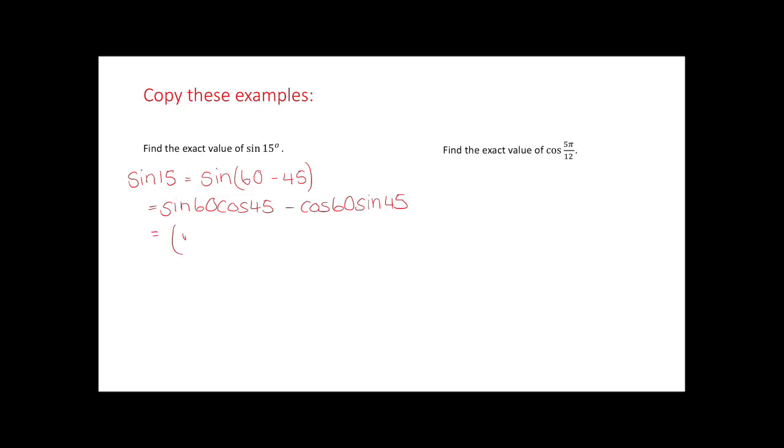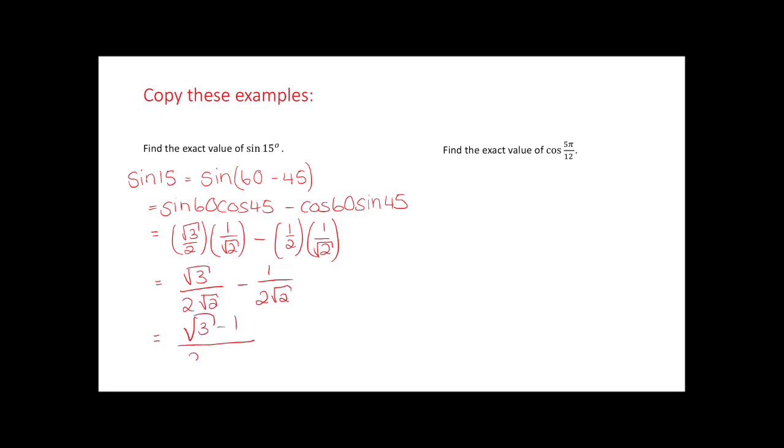So sine of 60 is root 3 over 2. Cos 45 is 1 over root 2. And we're taking away cos of 60, which is a half, and sine of 45, which is 1 over root 2. We wouldn't leave it like that. We need to simplify it and get it as a single fraction. So we've got root 3 over 2 root 2. Remember, top times top over bottom times bottom. And we're taking away 1 over 2 root 2. Then think back to your algebraic fractions from National 5. We're just going to rewrite this as root 3 minus 1 over 2 root 2, using that 2 root 2 as our common denominator. And that is our exact value of sine 15.